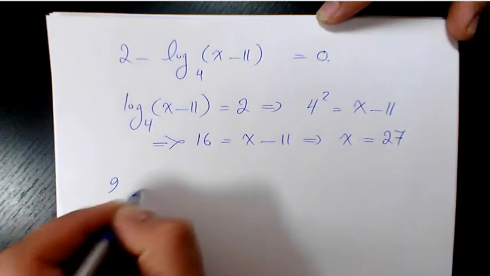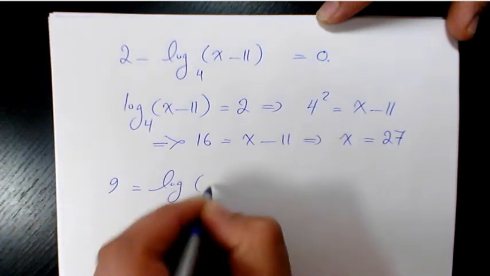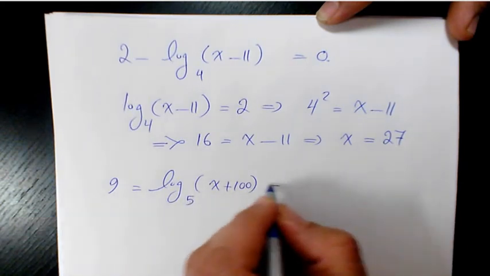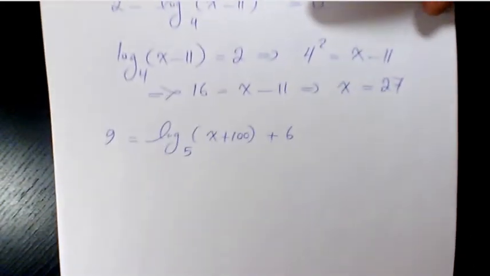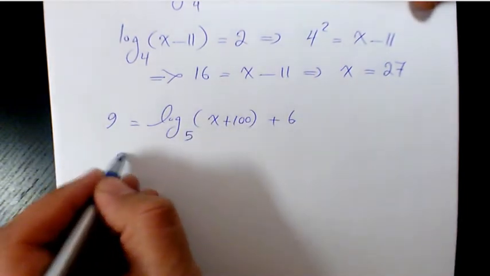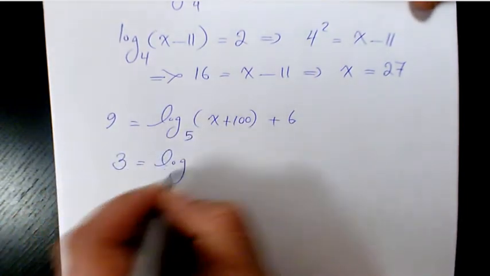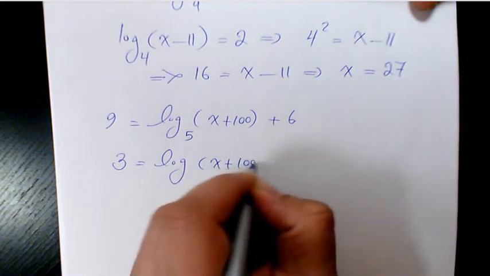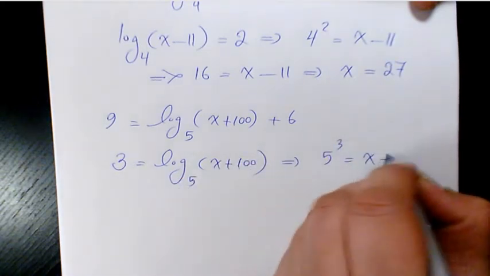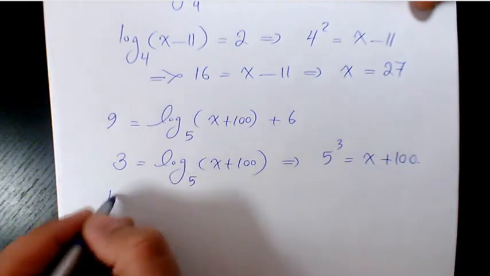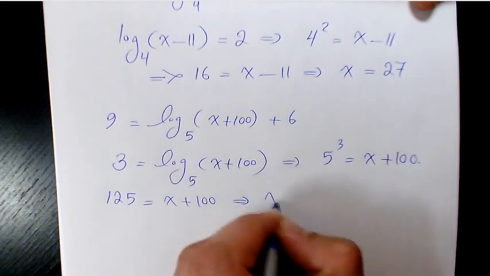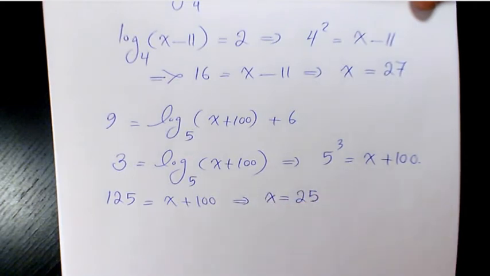Next one, 9 equals log base 5 of (x + 100) plus 6. You can say that 9 subtract 6 is going to be 3, log base 5 of (x + 100). So 5 cubed equals x + 100. So we have 125 equals x + 100. So x will be 25.